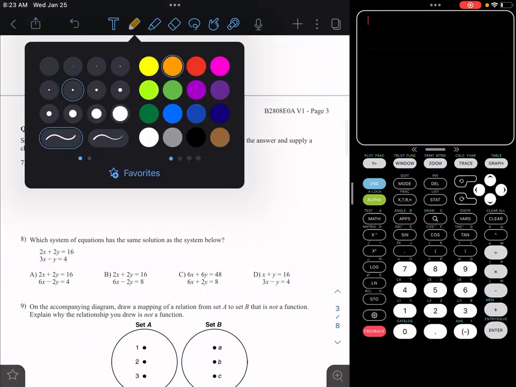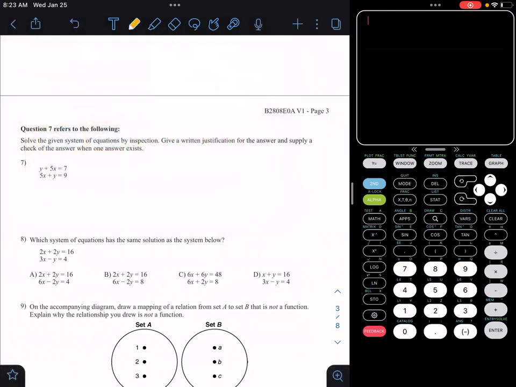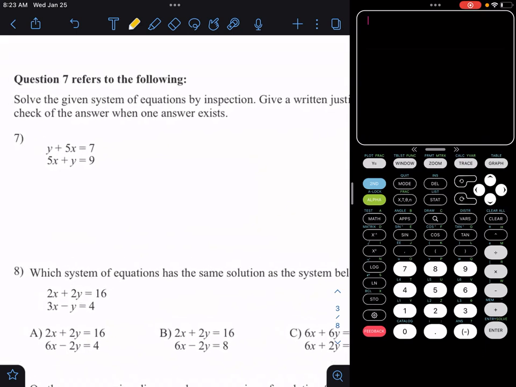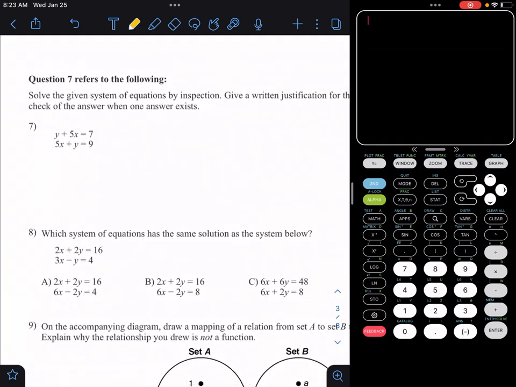All right, let's look at number 7. Number 7 is saying, solve the given systems of equations by inspection. We're just going to solve it by any method we see. All right, if I want to use the elimination method, the one thing I see wrong here is I need to rearrange these equations so they both say 5x plus y equals 7, and I need this one to say 5x plus y equals 9. I just needed to rearrange because I need the x's to be on top of each other.